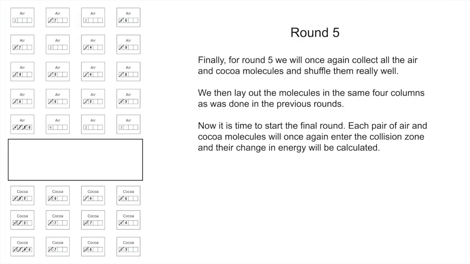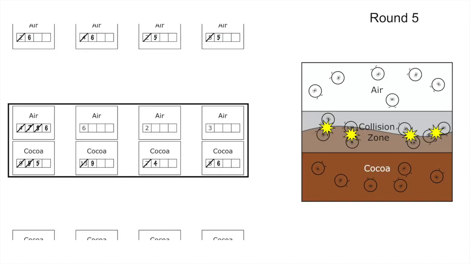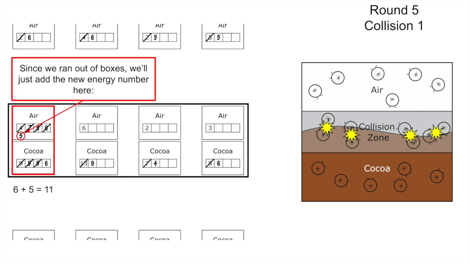Now we are on to the final round of cocoa collisions. Just as before, we'll collect all the cards and shuffle them really well to account for the molecules' movement. We'll then lay them all out into the 4 columns, and move the 4 pairs of air and cocoa molecules into the collision zone. The sum of the energy from the first air and cocoa molecules collision is 11. In this collision, the cocoa started with lower energy, therefore it receives 6 while the air receives 5. Since we ran out of boxes for the air molecule card, we'll just write the new energy value here.